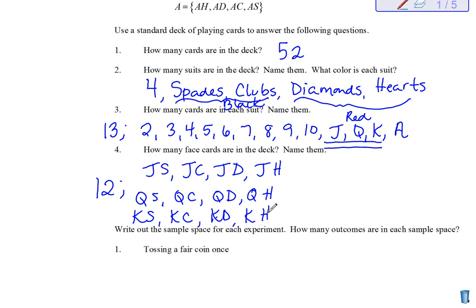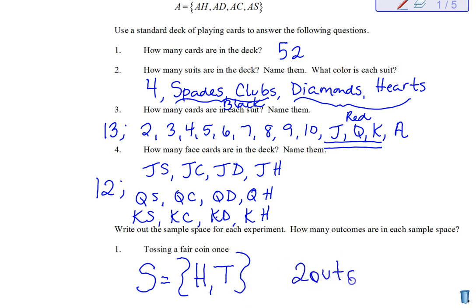So number 1 says write a sample space for each experiment. How many outcomes are in each sample space? So on number 1, we're going to toss a fair coin once. When we write these sample spaces, we make sure that we write and use proper notation. So the way that we write a sample space is we use a capital letter equals, we use braces, and then we write the outcomes with a comma in between. So all of the possible results that you can get by flipping a coin is heads or tails, so that would be the sample space. This particular experiment has 2 outcomes.